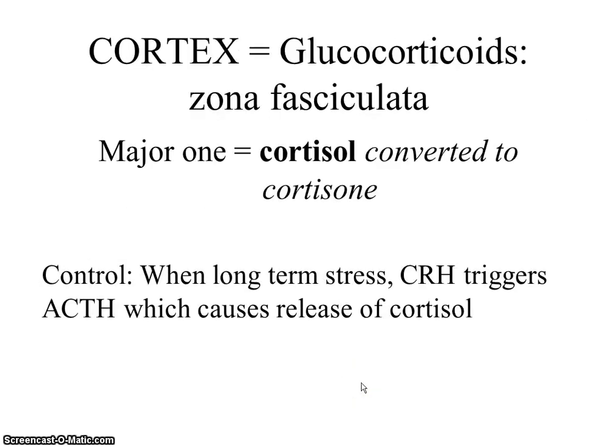All right. Still in the cortex, we have the glucocorticoids, and the zona fasciculata makes those. Cortisol is a number one example of this. It's controlled by really the hypothalamus, but also some other things like stress. And again, long-term or chronic stress really stimulates cortisol release.